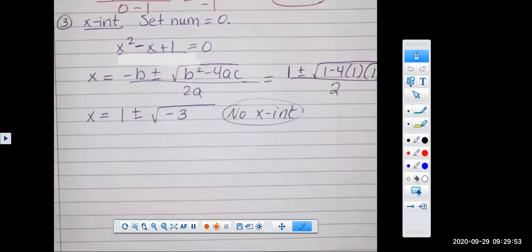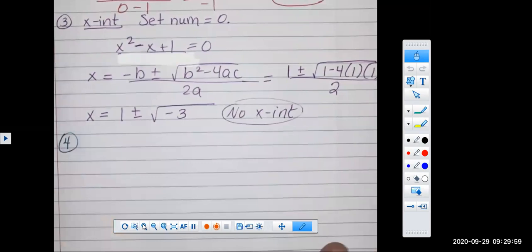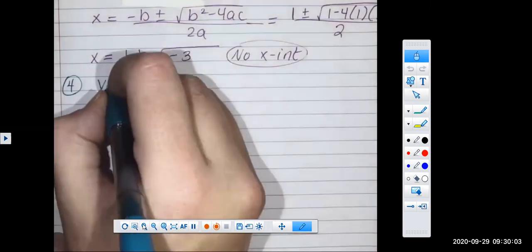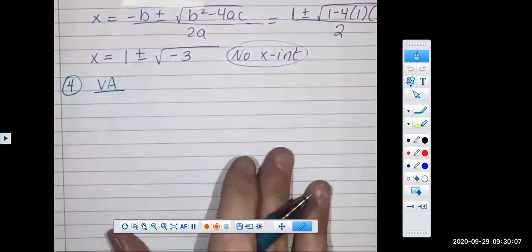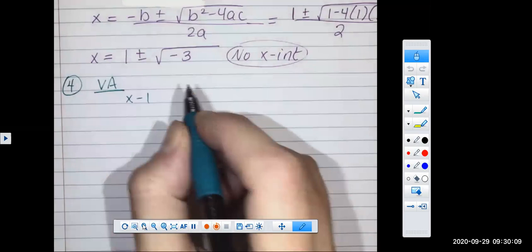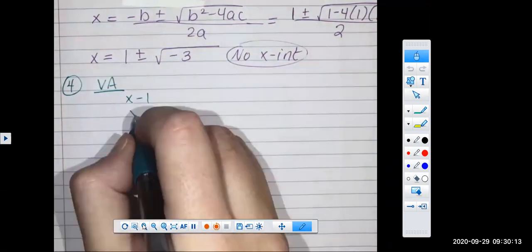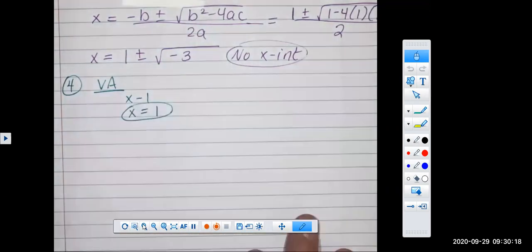Okay, step 4. Finally, to the vertical asymptotes. Vertical asymptotes. Good. This is really easy. Our denominator is x minus 1. And we know the top already didn't factor. So there is a vertical asymptote at x equals 1. Does that make sense? Everybody good with that?